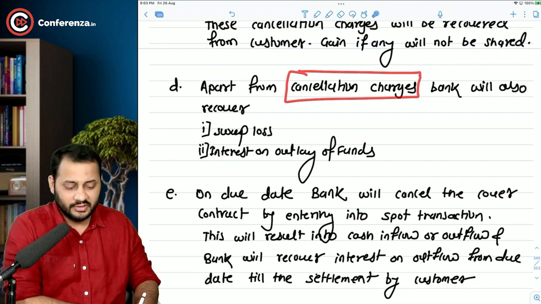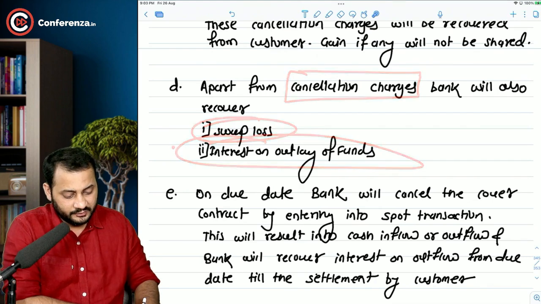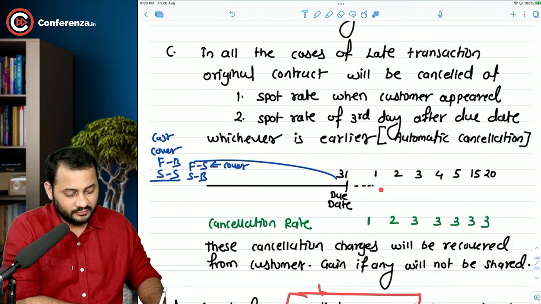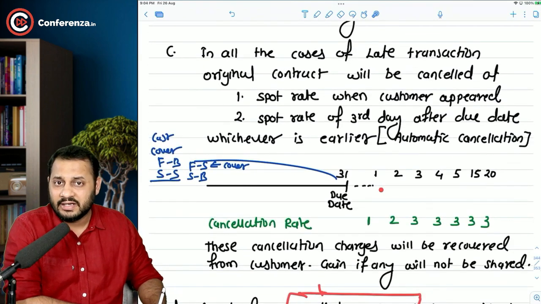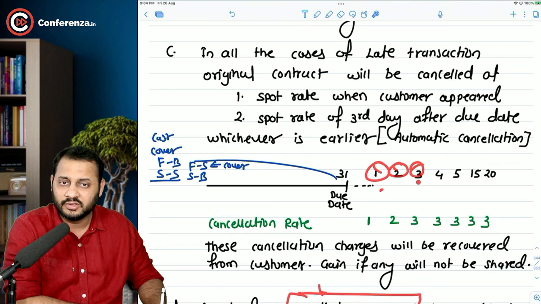In the early delivery, there were only 2 items that we used to recover from the customer. But in the late part, the cancellation charges will also be recovered. And this cancellation charges will be the difference between the rate agreed between the bank and the customer and either 1 to 3 days rate, either of the 3.